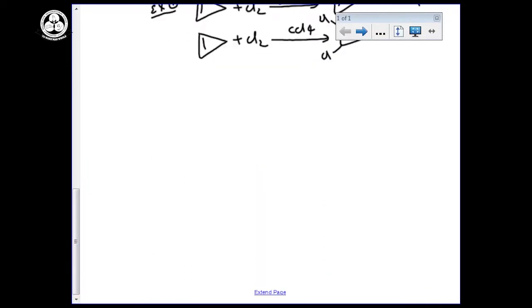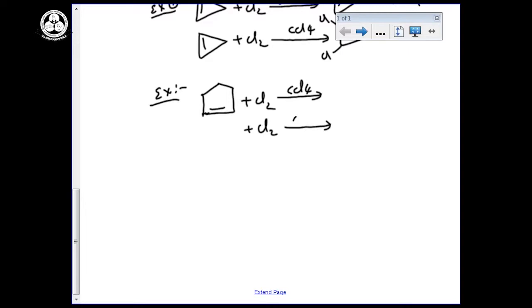Now see another example. If I give a compound like this, I am adding Cl2. If you are writing CCl4, what is the answer? If you are writing high temperature, 600 degrees Celsius, what is the answer? In terms of CCl4, there is an addition reaction. Addition reaction means the double bond breaks, with Cl here and Cl here. At high temperature, it is substitution, allylic substitution.